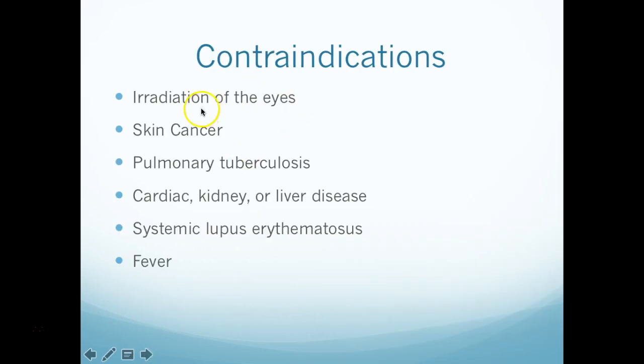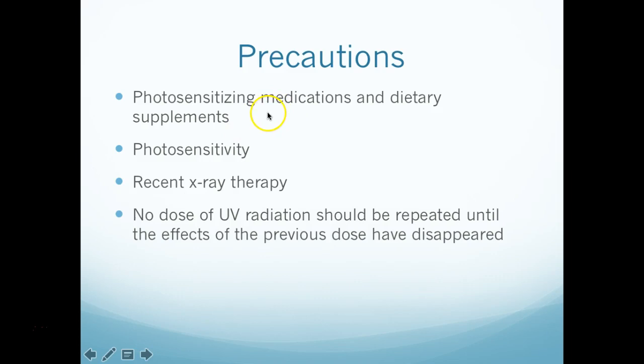So again, contraindications, because you're talking about this electromagnetic spectrum, you don't want them to get close to the eyes. Skin cancers, pulmonary tuberculosis, cardiac, kidney, or liver disease, systemic lupus erythematosus, which is in the autoimmune arena, and if they have a fever. Precautions, we talked about this with the lasers and light: photosensitizing medications, and certain dietary supplements that make you more sensitive so you can burn quicker.